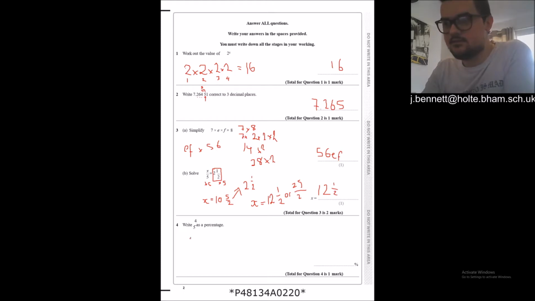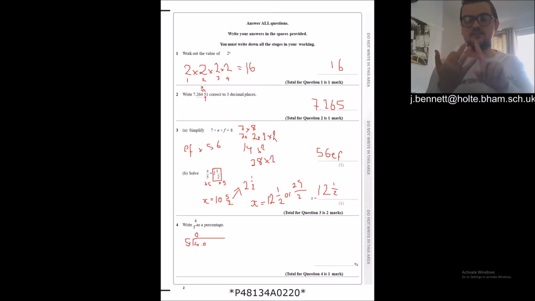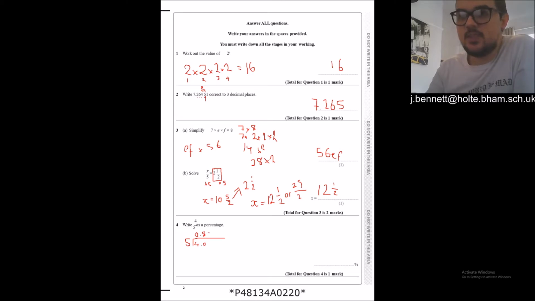Right, 4/5 as a percentage. Okay, so let's do 4, no, wrong way around. Right, 5, 4. How many 5s go into 4? 0. So we carry that. How many 5s go into 40? 5, 10, 15, 20, 25, 30, 35, 40, 8. Remainder nothing. So now we have our decimal, which we multiply by 100 to become a percentage.